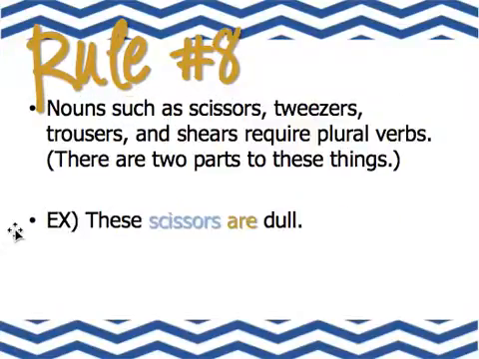Rule number 8, nouns such as scissors, tweezers, trousers, and shears require plural verbs. You can kind of remember that because there are two parts to these things, two blades in a pair of scissors, things like that. So these scissors are dull would be the correct way to say that.